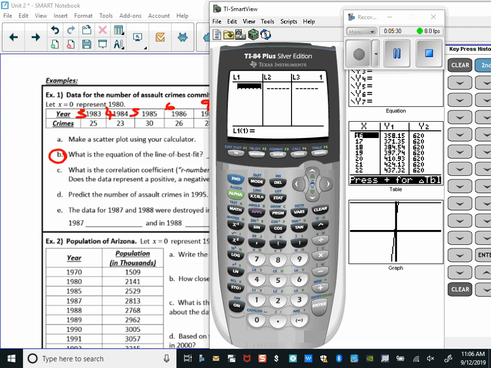So let's enter our data. In my list 1 is my X values, which is the year. So I have 3, 4, 5, 6, and then 9, 10, 11, 12.